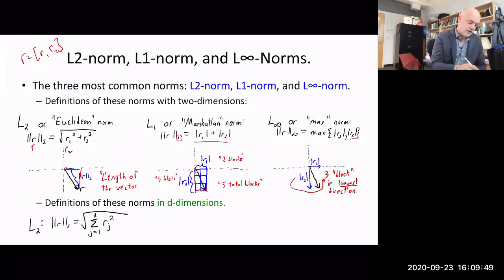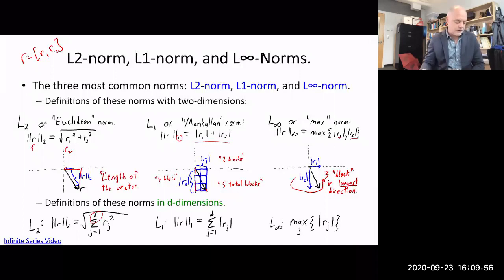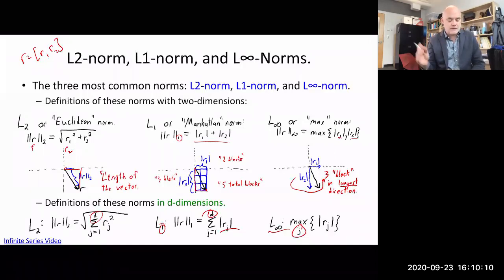The L2 norm, you just sum over all d dimensions the value of that dimension squared, and take the square root of the whole thing. The L1 norm, again, you just sum over all d entries in the vector the absolute value of the entry. And then the L infinity norm is just the maximum over all of the entries in the vector of the absolute values of the dimensions. Okay, cool.